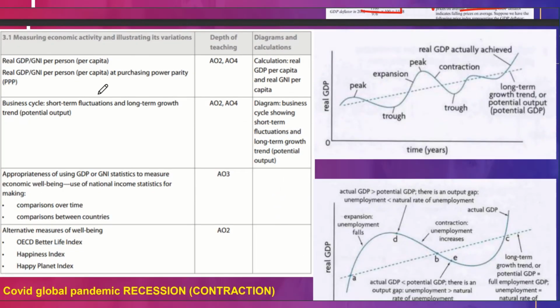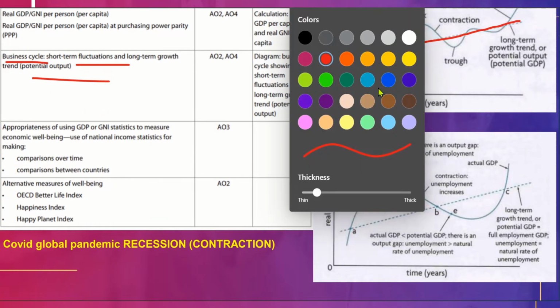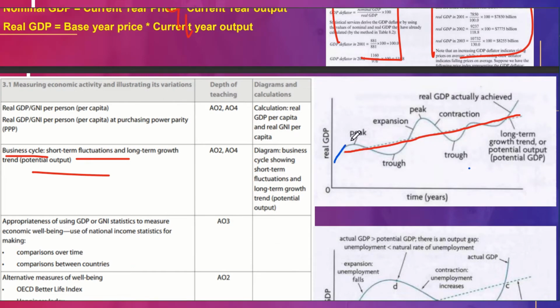The next one is the business cycle. Business cycle means short-term fluctuation around a long-term growth trend. This is the long-term growth trend, the red line, and this is the short-term fluctuation. Sometimes real GDP will be increasing, sometimes decreasing, and it will reach its lowest level and its highest, peak level. This is continuously taking place over time, right?